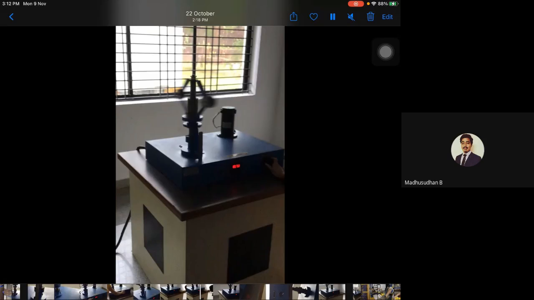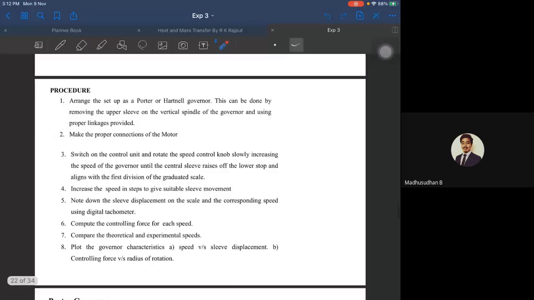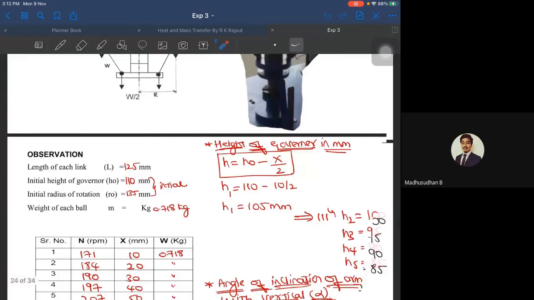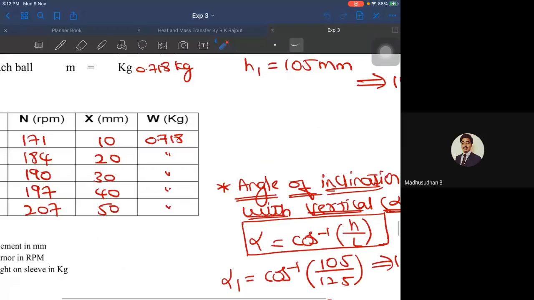Next, we shall look into the calculations now. This is the Porter governor. As I said, the centrifugal force created by the rotating masses pushes up the sleeve, because of the linkage which is attached. This is how it works. And the readings that you take are these.